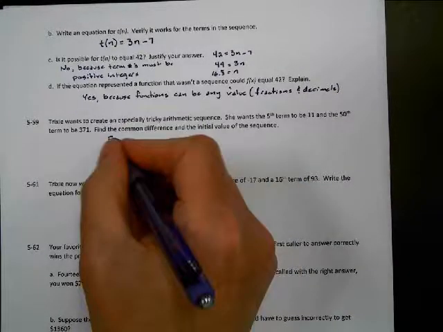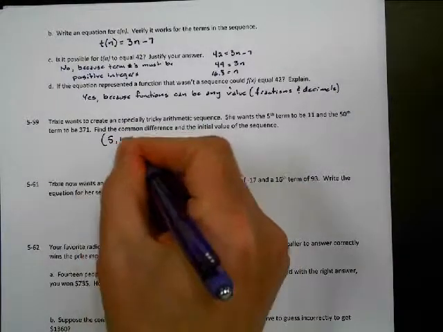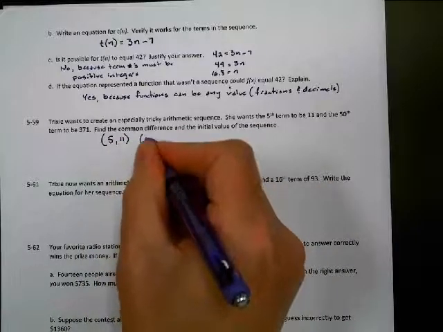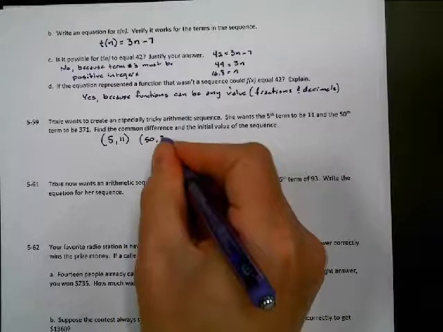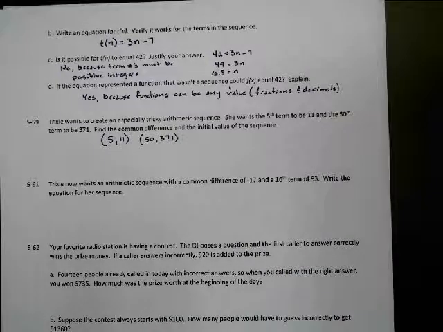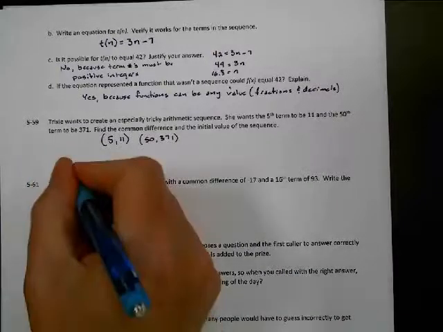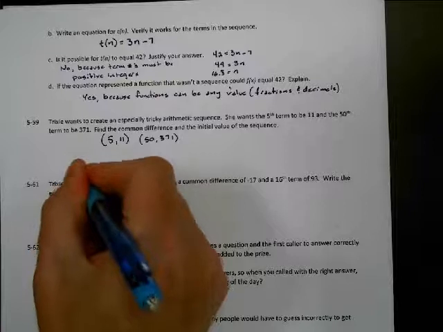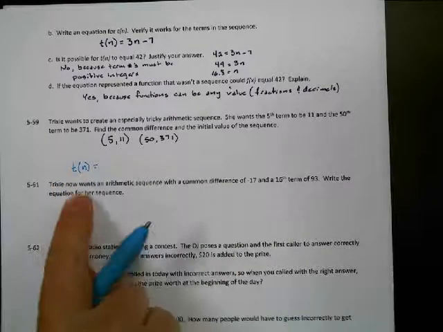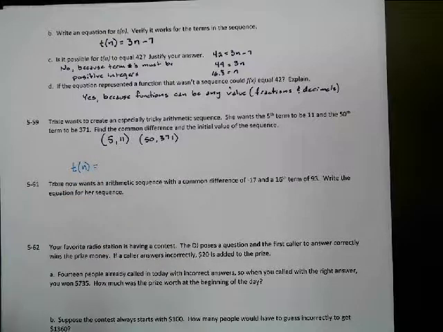Her 50th term, she wants to be 371. We basically want a function here that we can use. So we want to say, okay, her equation for her sequence, so to find any nth term, we want the initial value of the sequence. The initial value is the 0th term.